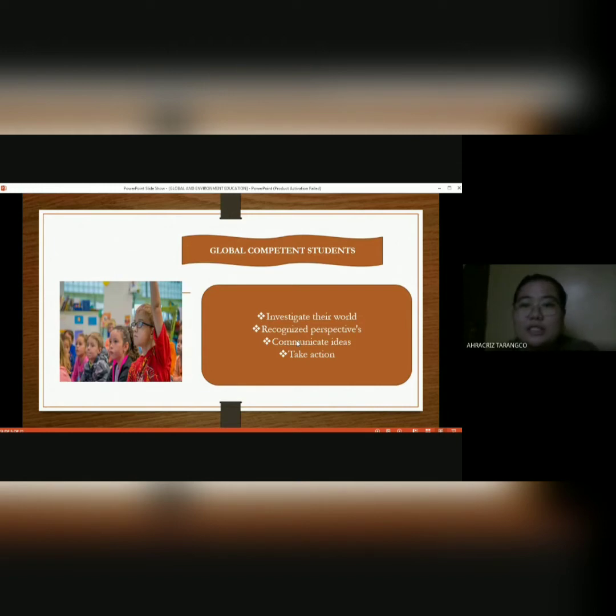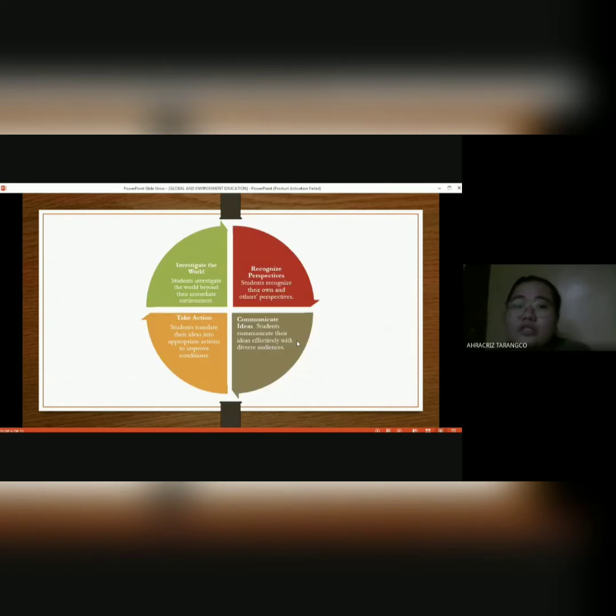Globally competent students investigate their world, recognize perspectives, communicate ideas, and take action. To investigate the world, students investigate the world beyond their immediate environment. The second one is recognize perspectives, so students recognize their own and other perspectives. And the communicate ideas is students communicate their ideas effectively with diverse audiences. And the last one is take action. Students translate their ideas to appropriate action to improve conditions.